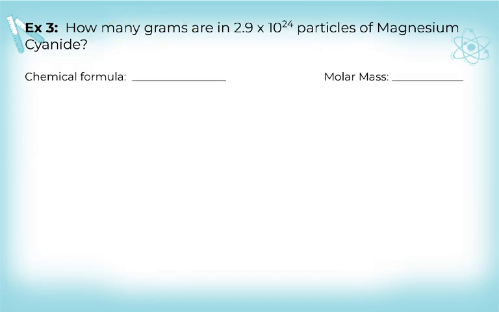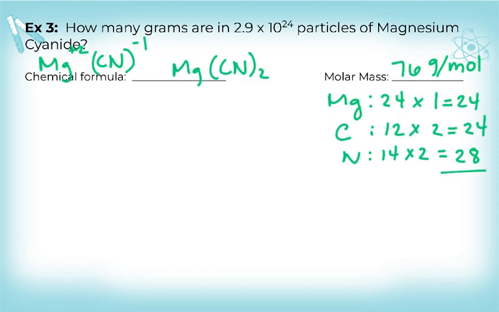All right, we have 2 more problems here. I'm going to pause. I'm going to find the molar mass and the chemical formula. I'll talk through the process. Feel free to pause and go through the whole problem if you are feeling comfortable and want to try one on your own. All right, so magnesium cyanide is that MgCN2, parentheses around that CN. And then for molar mass, I got 76 grams per mole. Feel free to check your work.